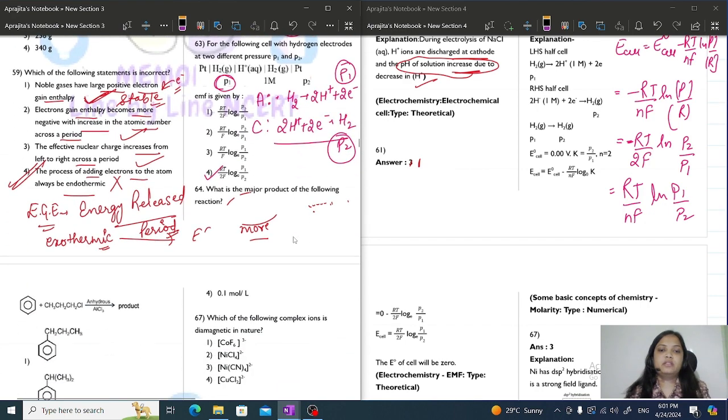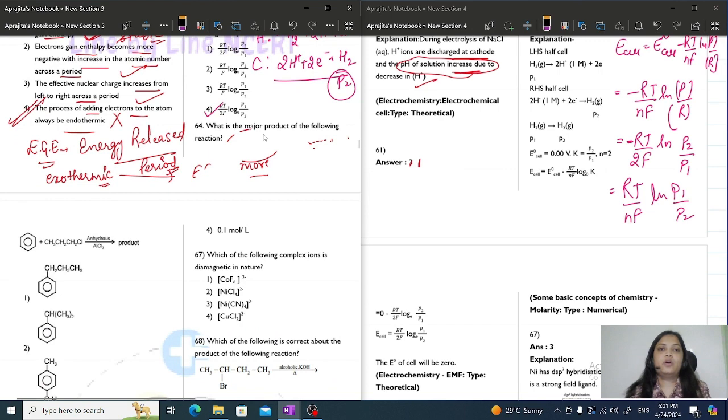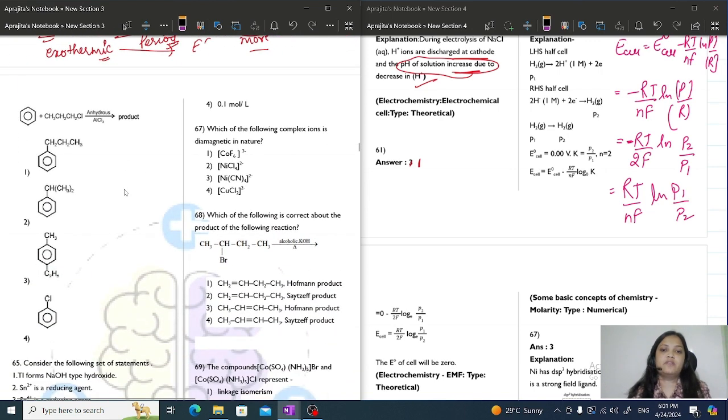Now question number 64. What is the major product of the following reaction? So here the reaction is given.